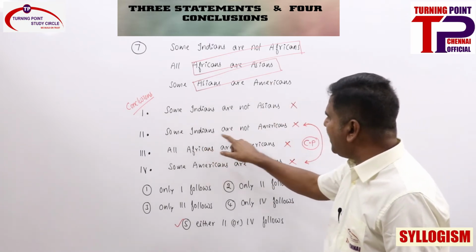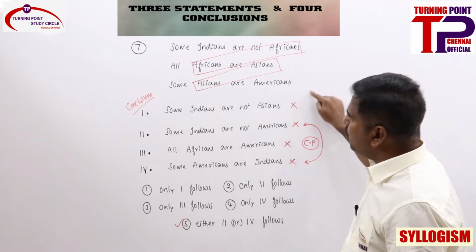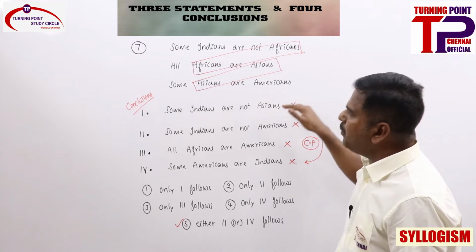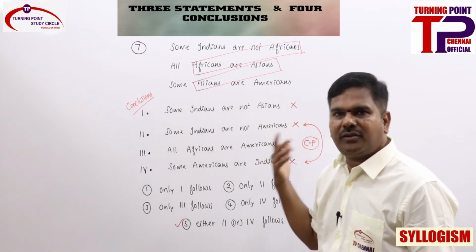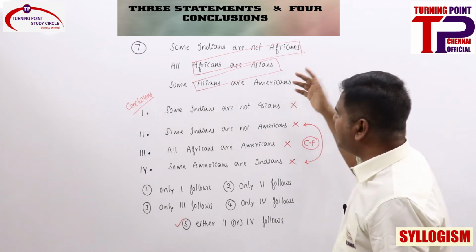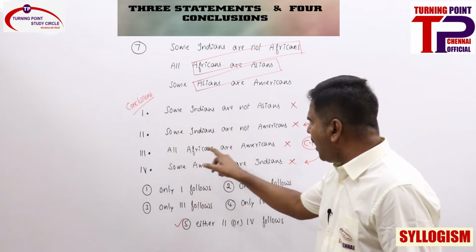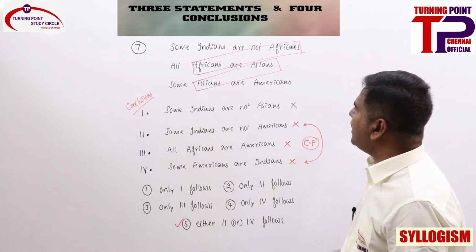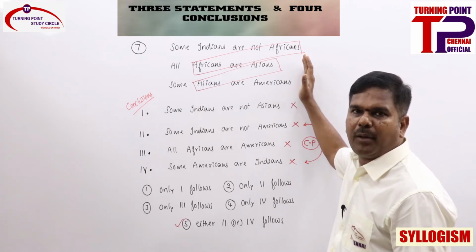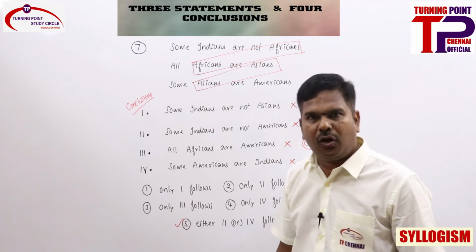Come to the next one: some Indians are not Americans. Where are Indians and where are Americans? 1 plus 2 plus 3. O plus A itself won't give any conclusion, so again plus I statement, ruled out. So O plus A itself you won't be getting. All these 3 merged together, you won't get Indians and Americans. Third one: all Africans are Americans. Where are Africans and Americans? Second and third statements, 2 and 3, but A plus I gives no conclusion. That one is also ruled out. Third conclusion also ruled out.